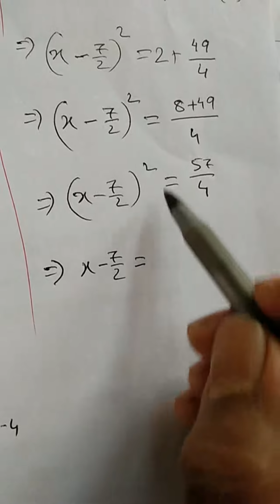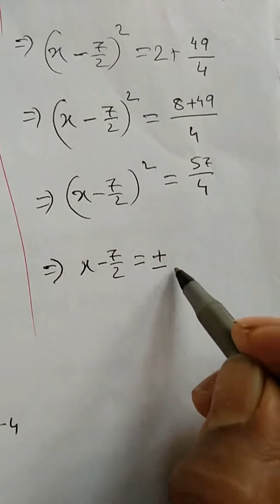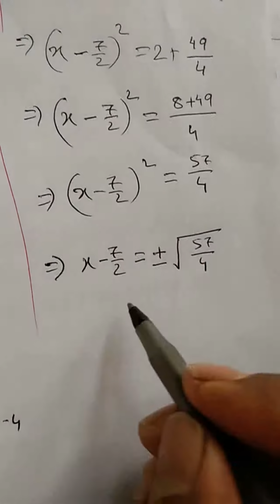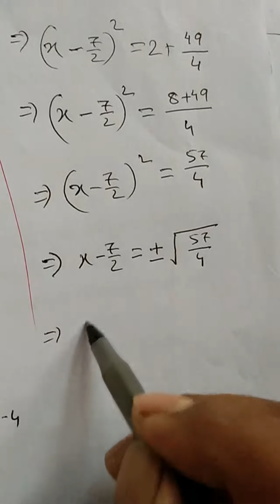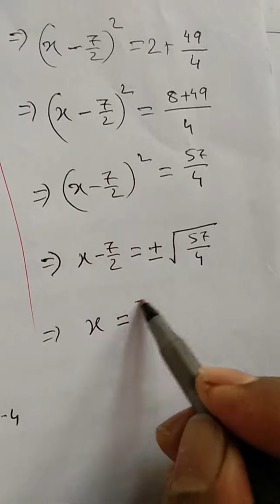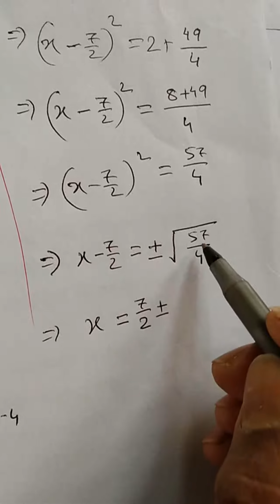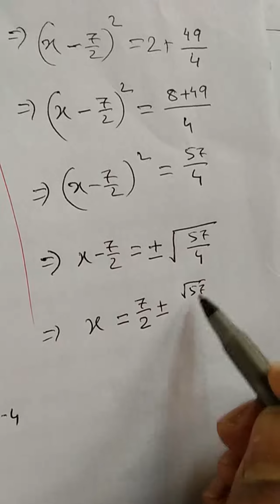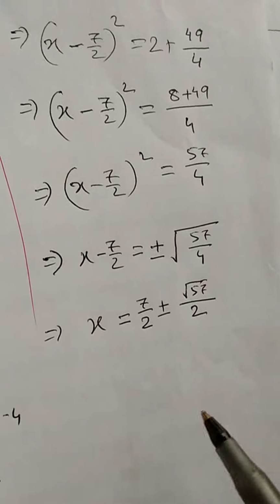Now 57 by 4 has no square root, so we'll write x minus 7 by 2 equals, this square will be removed and on the right side we have to write plus minus root over 57 by 4. And the next step, this minus 7 by 2 we shift to the right side, x equals plus 7 by 2 plus minus root 57, which has no square root so we write 57 only, divided by 4 which has a square root, so we write it as 2.